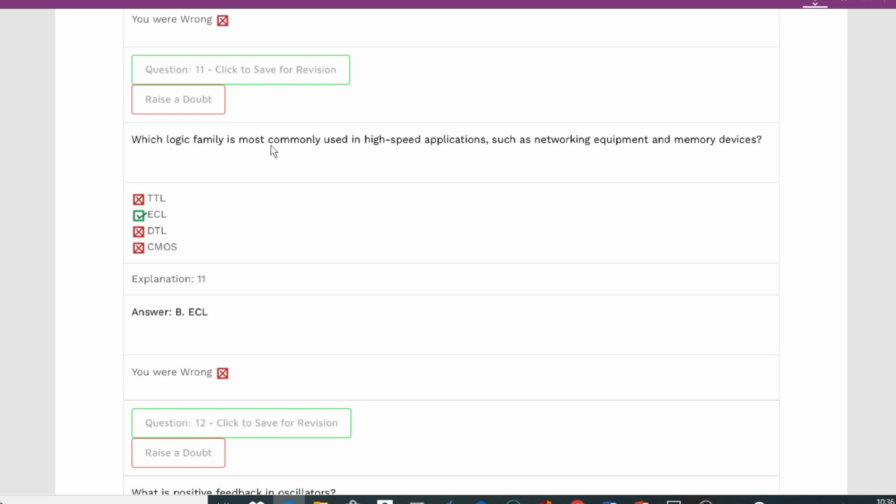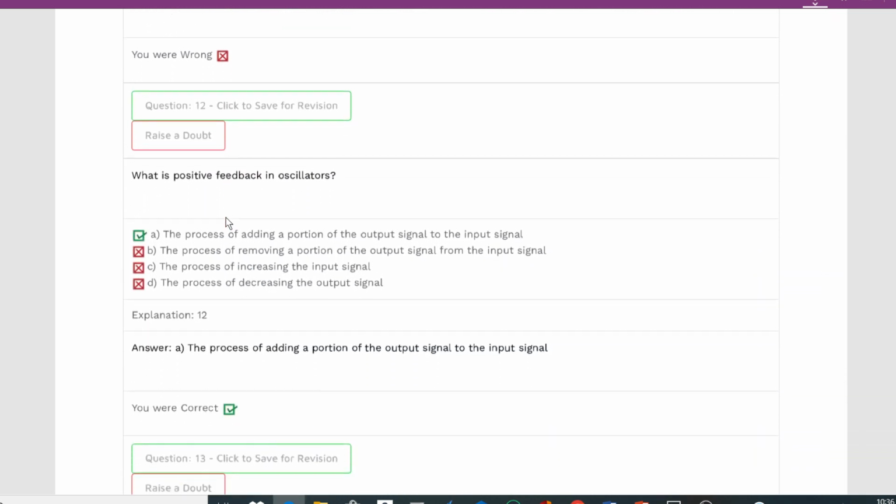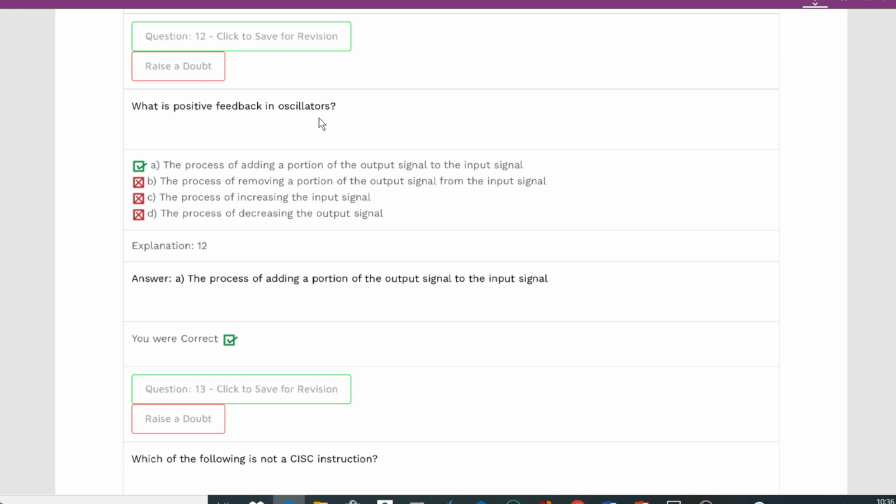Now which logic family is most commonly used in high-speed appliances such as networking equipment and memory devices? ECL. So this question was asked. The correct option is ECL, meaning emitter coupled logic. Now what is positive feedback in oscillators? Positive feedback is the process of adding a portion of the output signal to the input signal. So here the correct option is A.